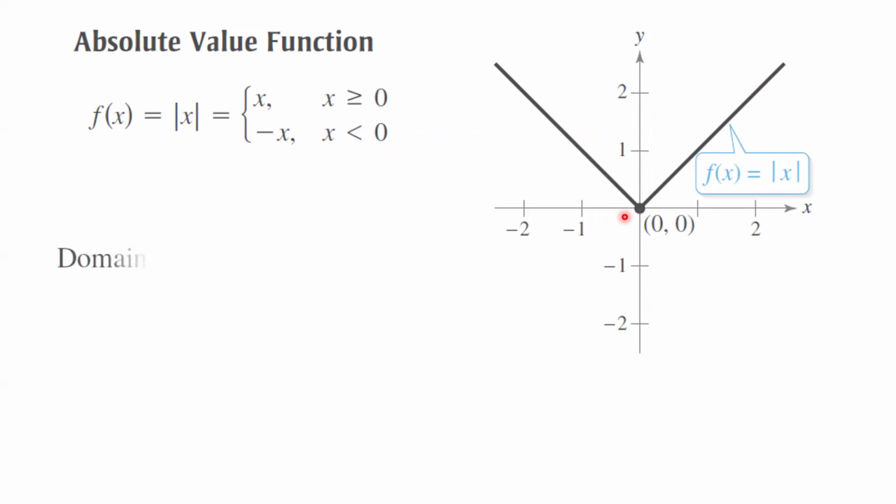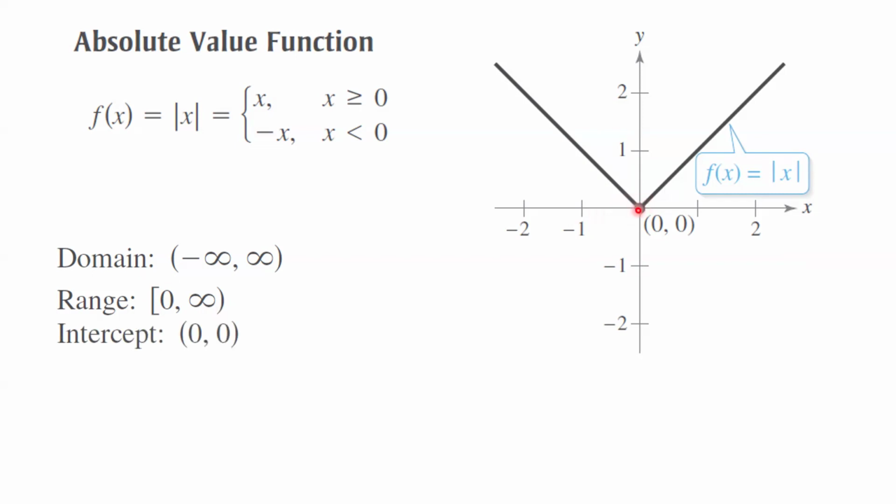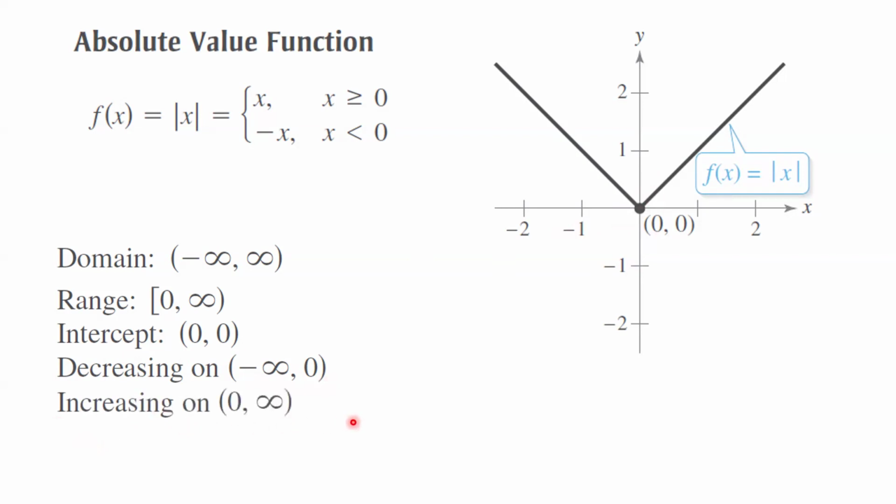What are the properties of the absolute value function? The domain, as you can see, starts from negative infinity and goes to positive infinity. You're basically allowed to plug in any x value into the function. The y values, however, start from 0 and go to positive infinity. So you have the half closed interval 0 to infinity. What are the intercepts? Well, the graph hits the x-axis at the origin, and also hits the y-axis at the origin. It is decreasing on negative infinity to 0. At 0, it doesn't do anything. It is increasing on 0 to positive infinity.